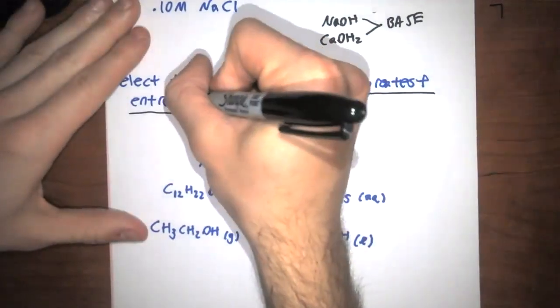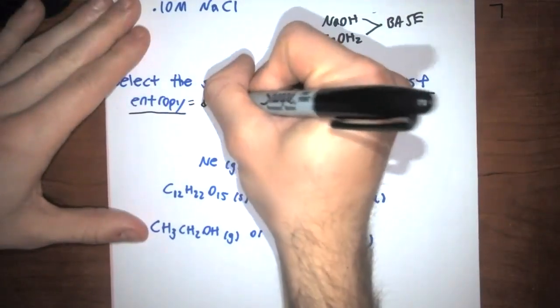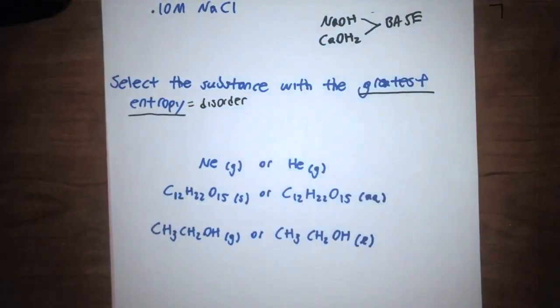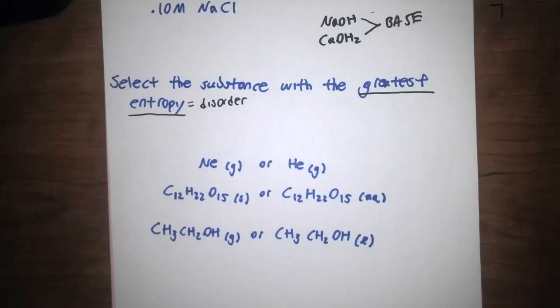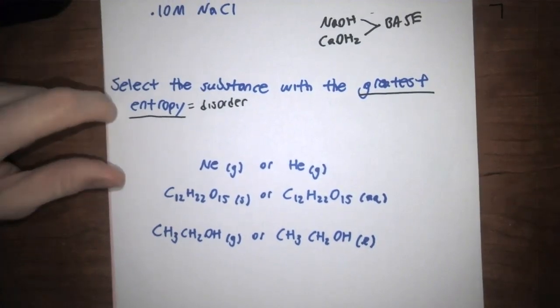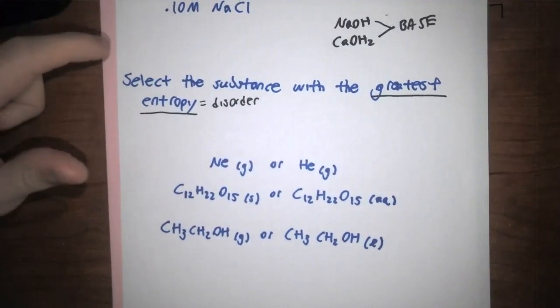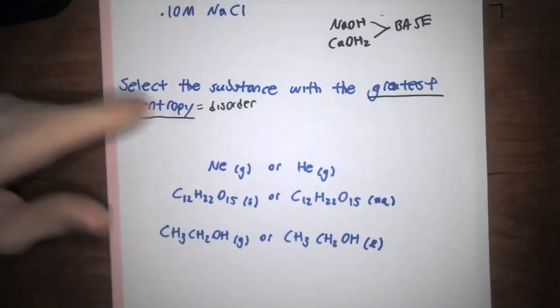Entropy is equal to disorder. So when you look for something with a lot of entropy, you're looking for something messy. You're looking for something with a lot of different components, a lot of different scattering. It's something that's not ordered, because the opposite of entropy means order. So order is the opposite, and entropy is disorder.